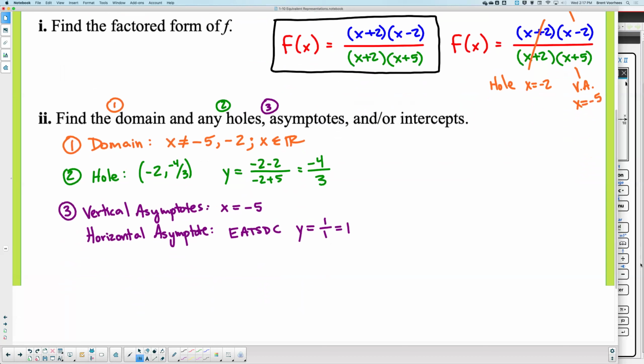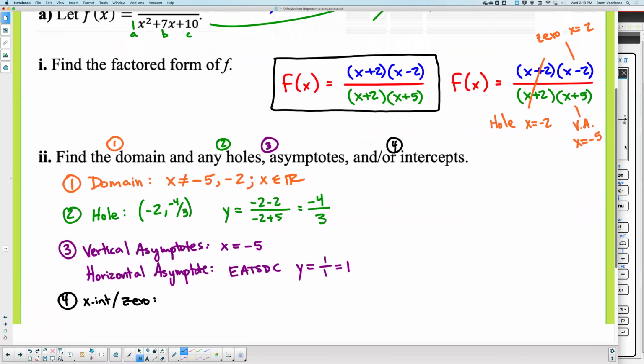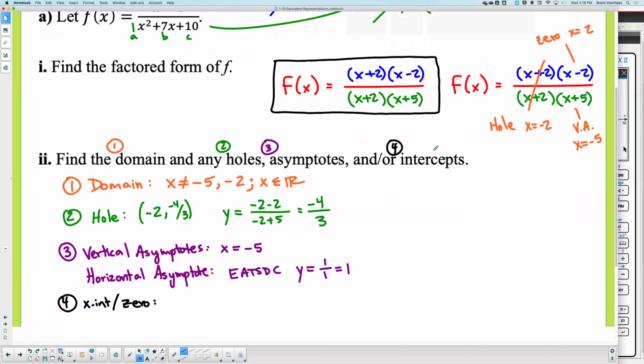Finally, intercepts. So the different types of intercepts, you could call it an x-intercept. We typically call it a 0. Where was our 0? Can't see it now. I'm scrolled down. X equals +2.